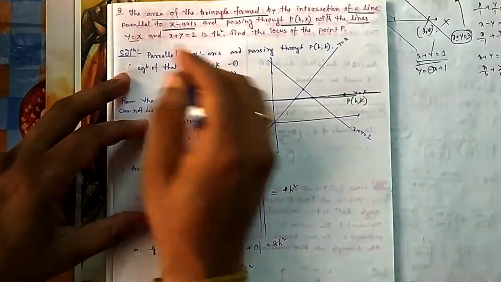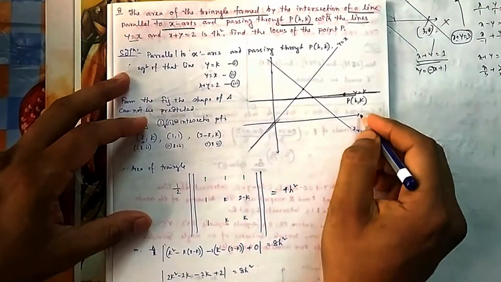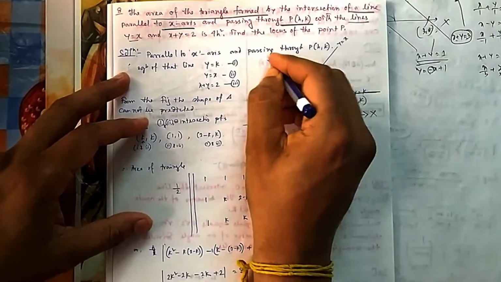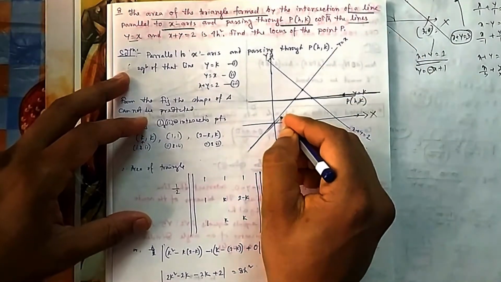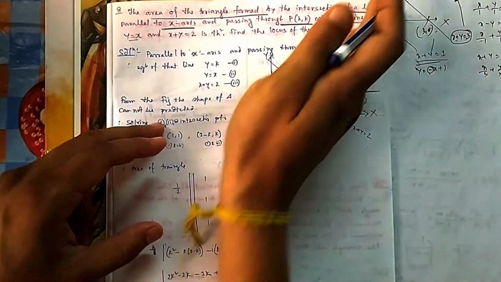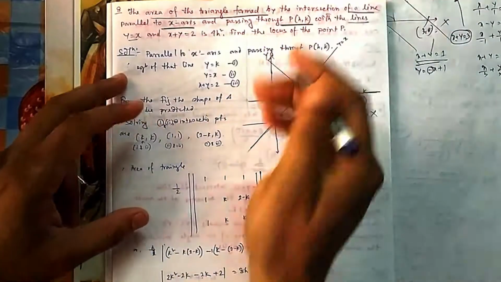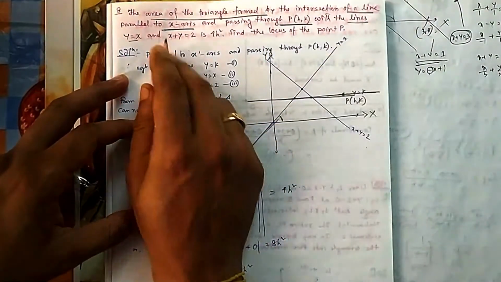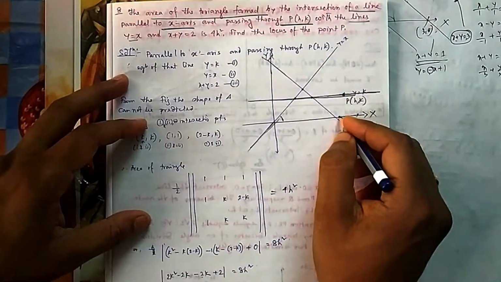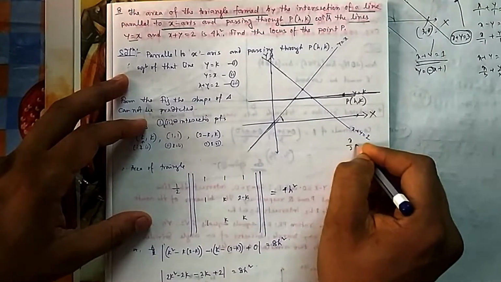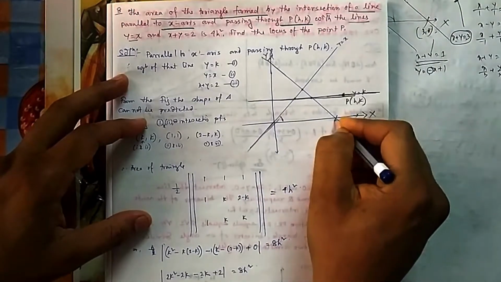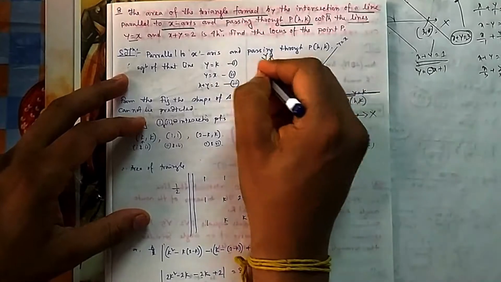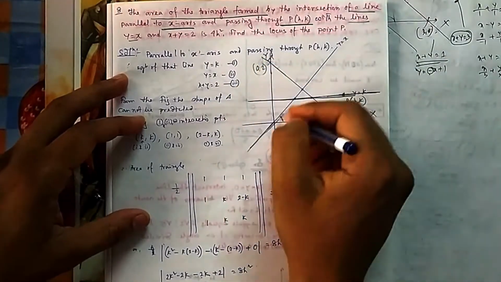With the lines y equal to x, this is the y equal to x line. How does it pass? Because the slope is 1, it will take 45 degrees, it will go just bisecting the x and y axes. And the other line is x plus y equal to 2. So x by 2 plus y by 2 equal to 1. That's why the points are 2, 0 and 0, 2. So you see what the triangle is?